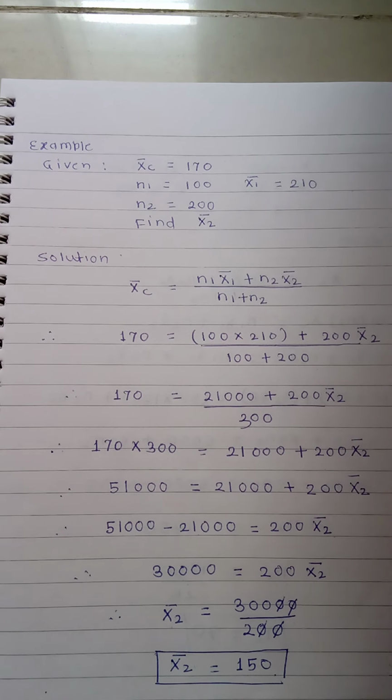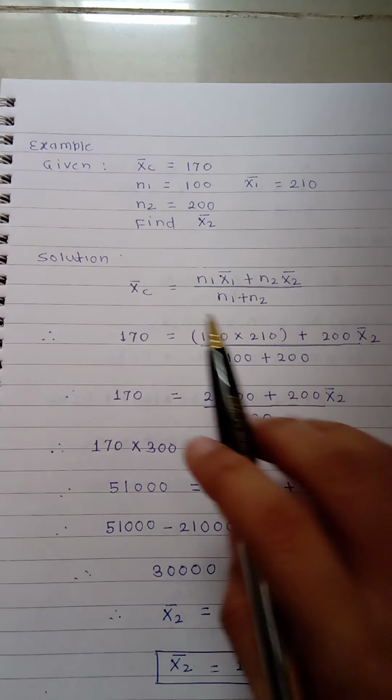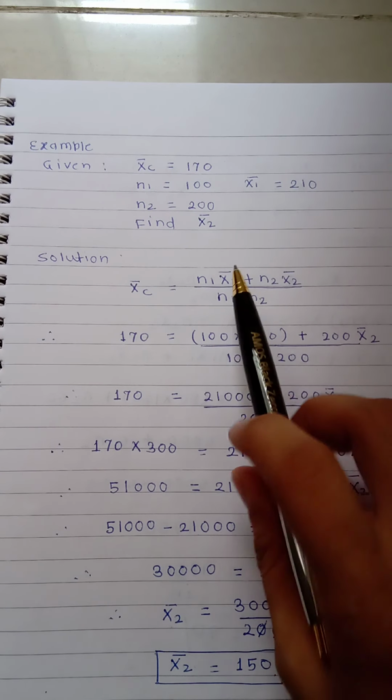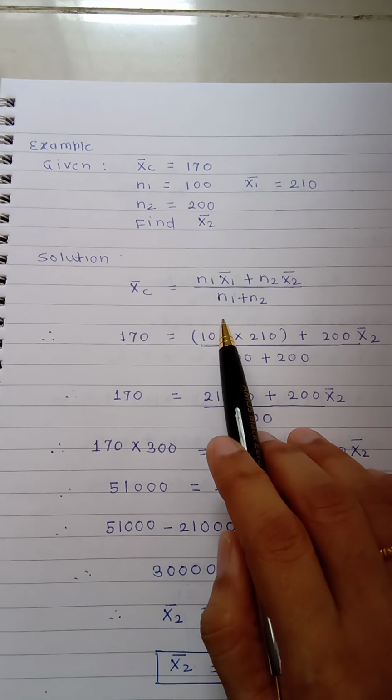Here is the next example. In this example, combined mean is given, size of first group, that is n1 is given, arithmetic mean of first group, that is x1 bar is given, size of second group, that is n2 is given, and we have to find x2 bar, that is arithmetic mean of second group. This is our formula. Let us substitute the given values in this formula.